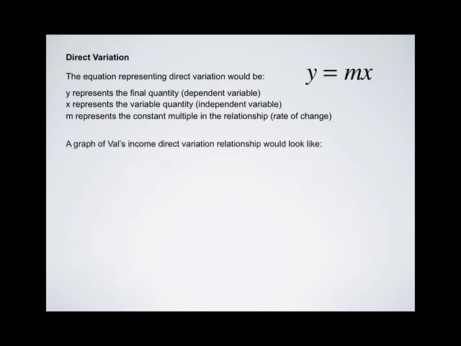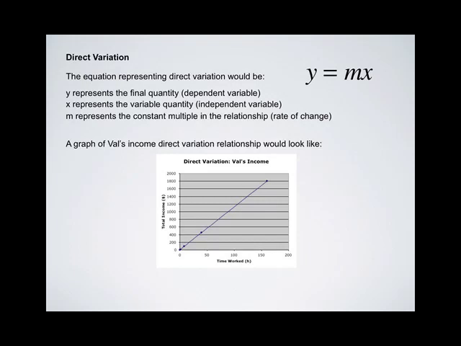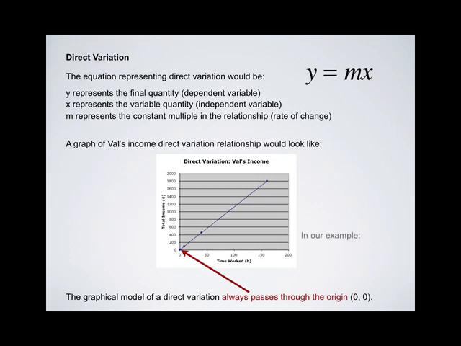A graph of Val's income direct variation relationship would look something like this. It would be a straight line, and the straight line would always pass through the origin, 0, 0. Because in our example, when Val works 0 hours, she makes $0. This is consistent with every direct variation graph. Every single direct variation graph will go through the origin. It will start at the point 0, 0.